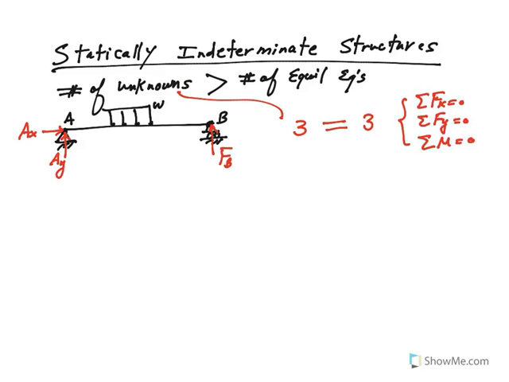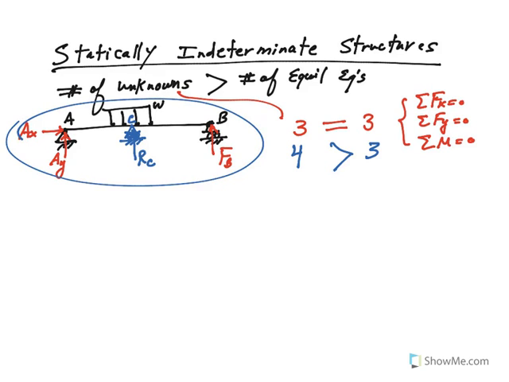But imagine now if you become conservative and you put another roller here, say at point C, then you have an additional reaction. So now you have four unknowns, which is more than the three equations that you have available. So this is definitely a statically indeterminate problem if you put an additional roller.